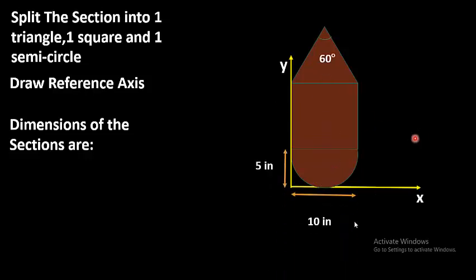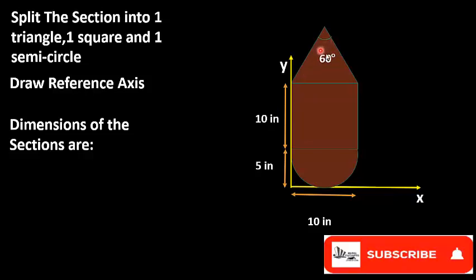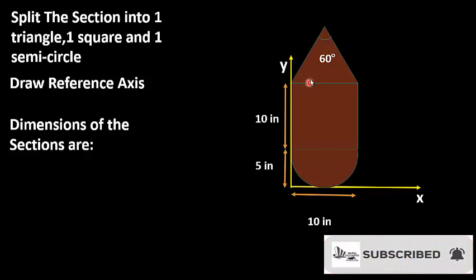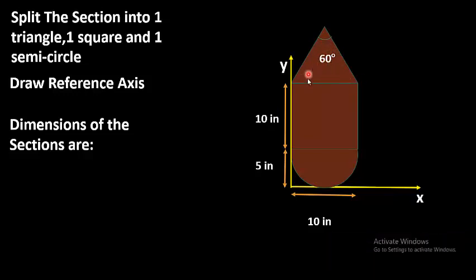And the dimensions are 10 inches. The width of this rectangle or the diameter of this semicircle is 10 inches. The radius of the semicircle is 5 inches, and the height of this rectangle or square is 10 inches. The angle of the triangle given is 60 degrees, and the rest of the angles will be 60 degrees, as the sum of the interior angles in a triangle is 180 degrees. So 60 plus 60 plus 60 is 180 degrees. So the other two angles are also 60 degrees.